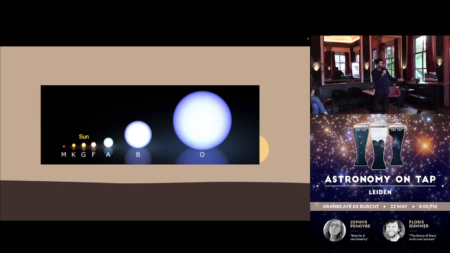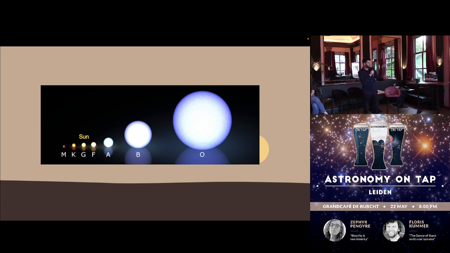And in between, stars are classified with different letters. Now, it seems that these letters are kind of in random order, which they are. And I think it's a nice example of many things that don't make sense in astronomy. You can also see our sun is actually quite a mediocre star.